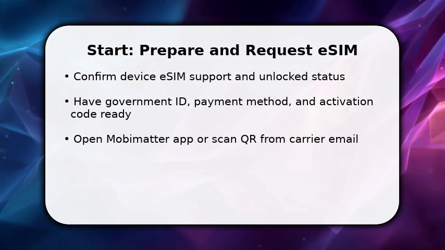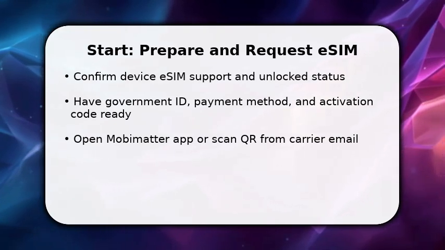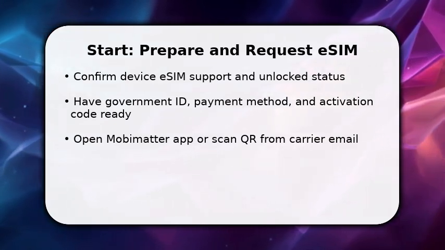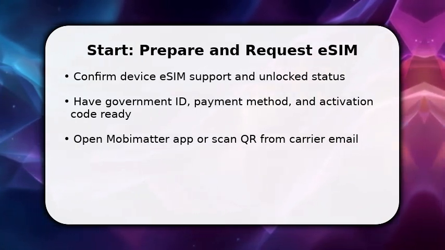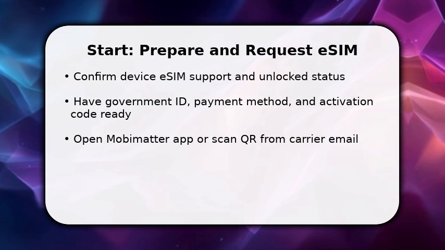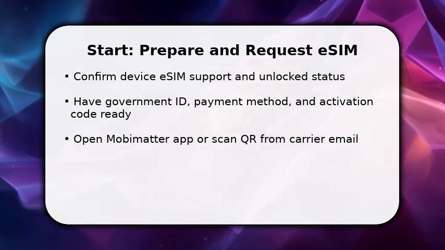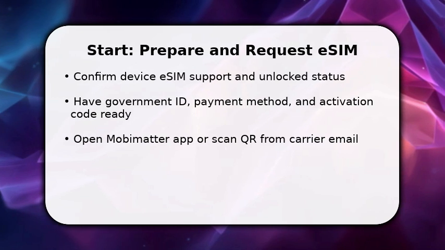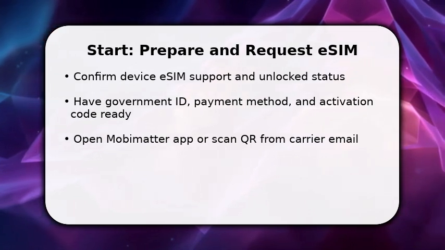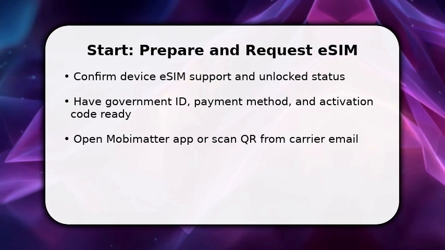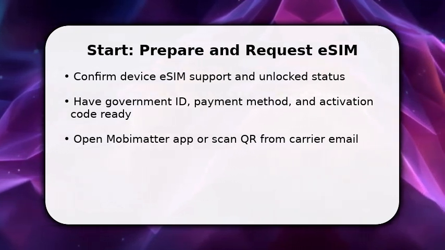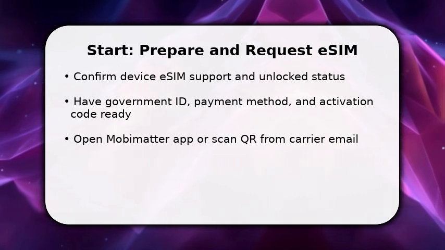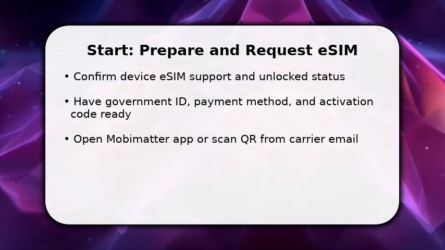You begin by confirming your phone supports eSIM and is unlocked. This prevents activation errors. Once confirmed, request the Mobimatter eSIM in the app or via the carrier's portal and provide ID and payment. Make sure to copy or save the activation code or QR because you'll need it in the next step. While you wait for the QR, review your current plan choices so you select the correct profile. This saves time and avoids multiple installs.